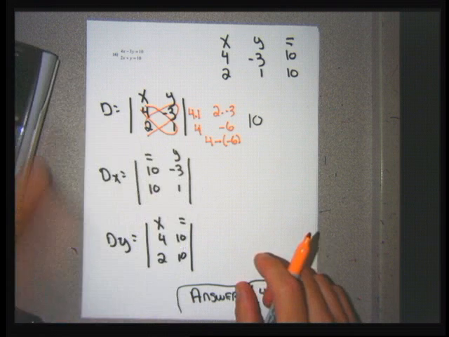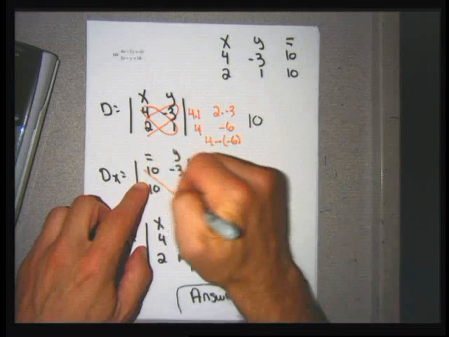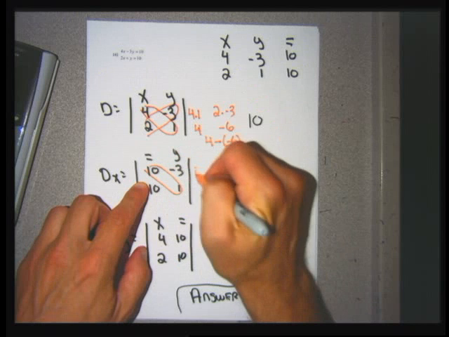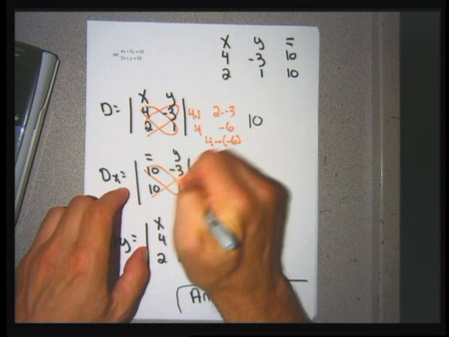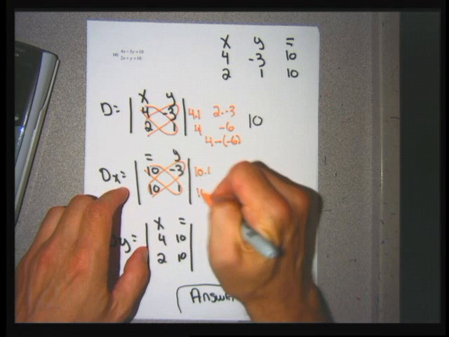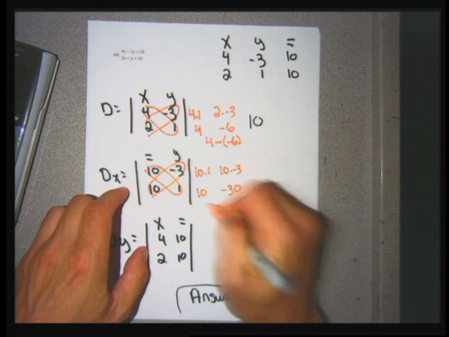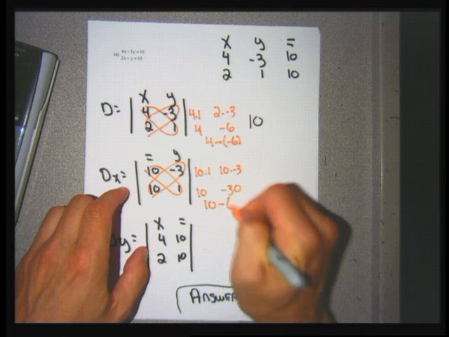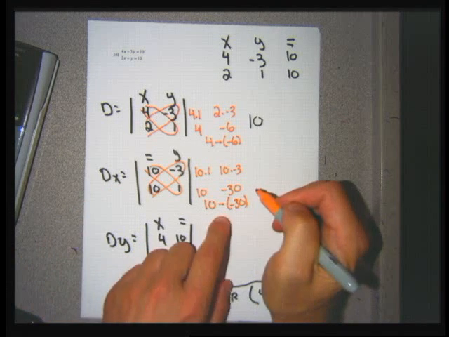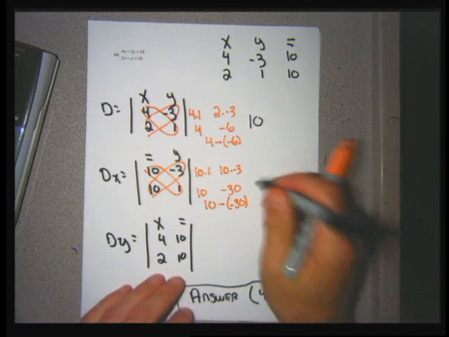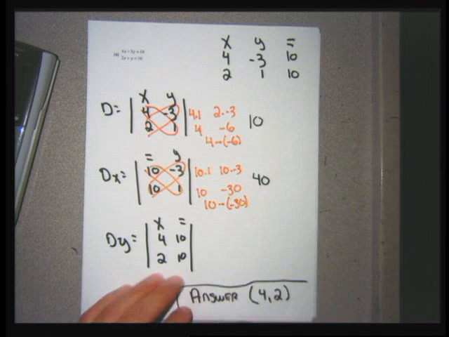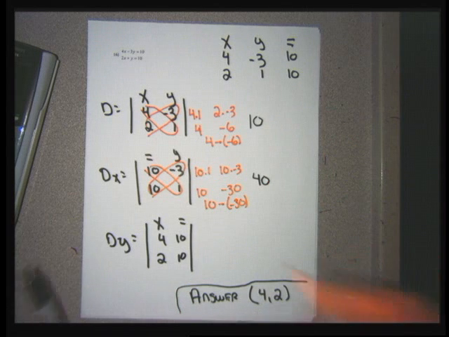The next determinant, if I want to do it by hand, I'd go down, which is 10 times 1, which is 10, up, 10 times -3 is -30. I'd go 10 minus a -30. That double negative would make a plus. This determinant is going to equal 40. And I won't do that on my calculator.